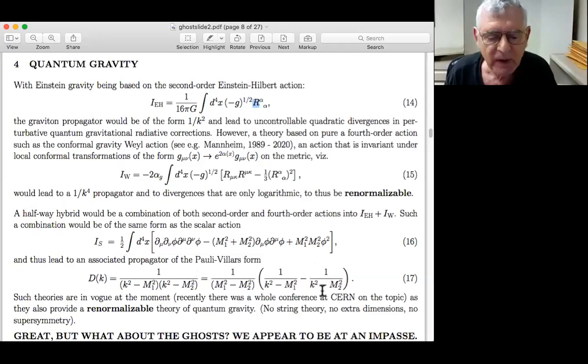These theories are very much in vogue, as we've heard about this morning, and recently there was a whole conference at CERN on this very topic. The reason is they give a renormalizable theory of quantum gravity, no string theory, no extra dimensions, and what may now be emerging as a plus, no need for supersymmetry. But this is all very good, but what about the ghosts? We appear to be at an impasse.